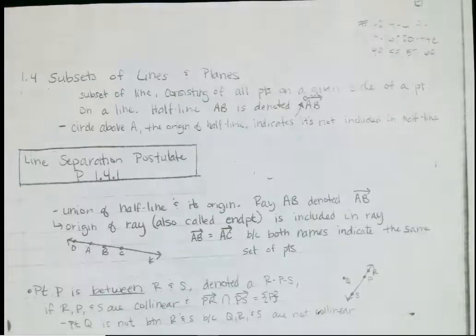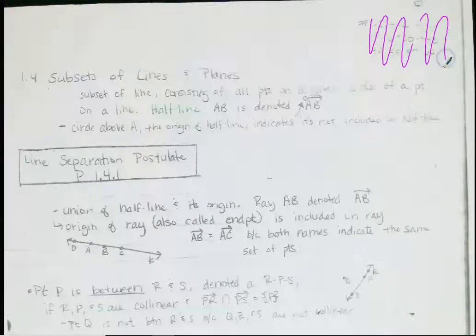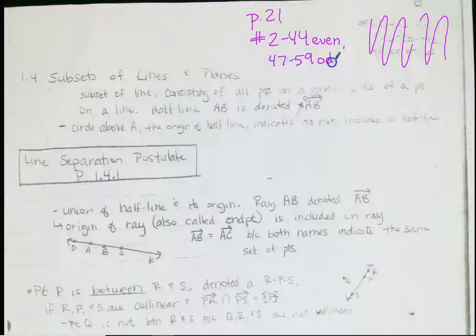All right, for geometry today, our lesson is 1.4, subsets of lines and planes. I tried to get better about the homework, so I put the homework assignment on there, but then I changed my mind on what you were going to do. So let's write it on here. It is actually going to be page 21. Hopefully you're loving that there's a page number there. We're going to do numbers 2 through 44 even, and 47 through 59 odd.